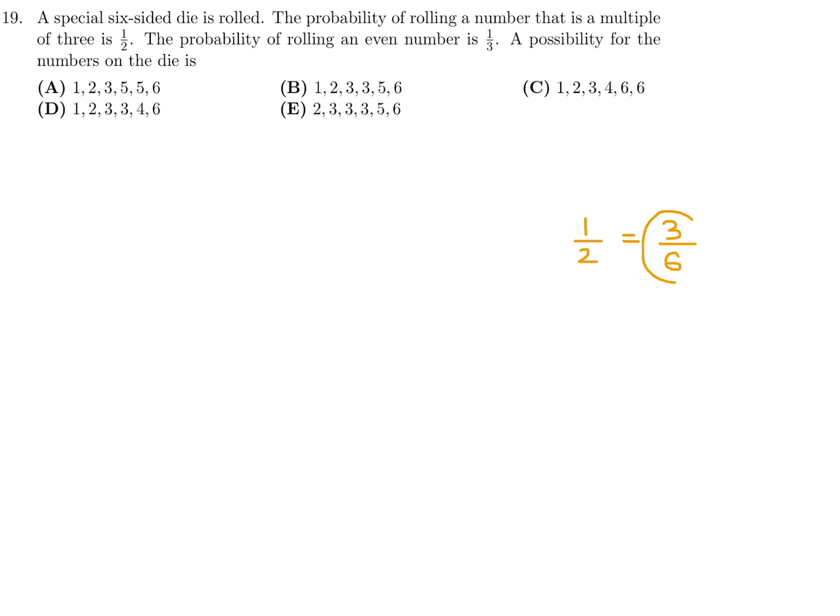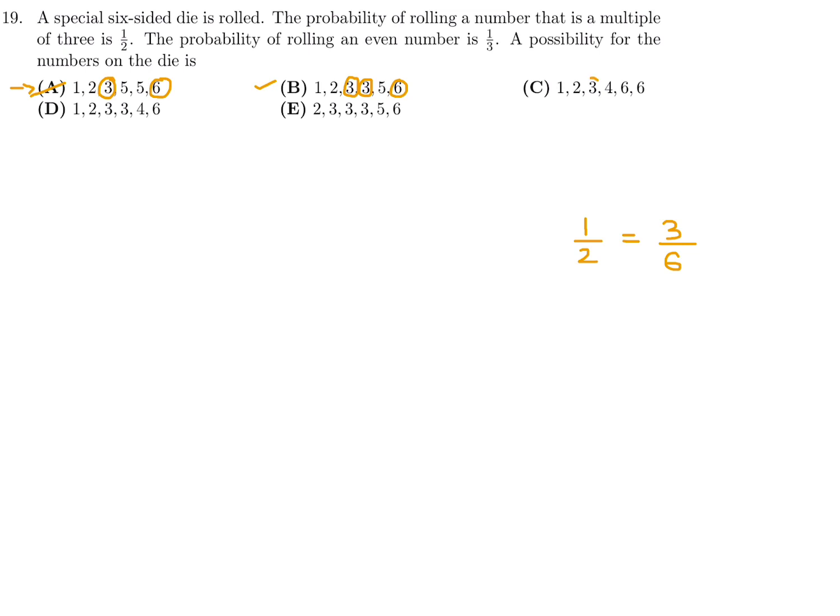Now the reason I put it like this is because there's 6 numbers. So that means 3 of those 6 numbers are going to be multiples of 3. Let's go through the answer choices. 3 of the 6 numbers must be a multiple of 3. Okay, how about A? Do we have 3 multiples of 3? We only have 2. So A is not one of the answers. How about B? Do we have 3 multiples of 3? We have 3, 3, and 6. Yes, we do. So we keep B.